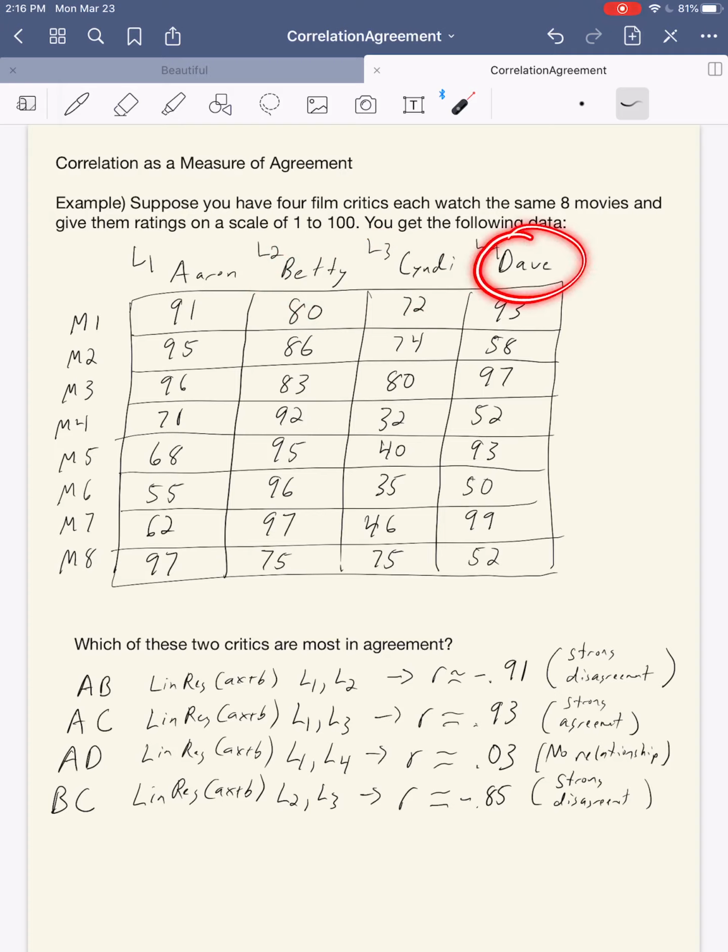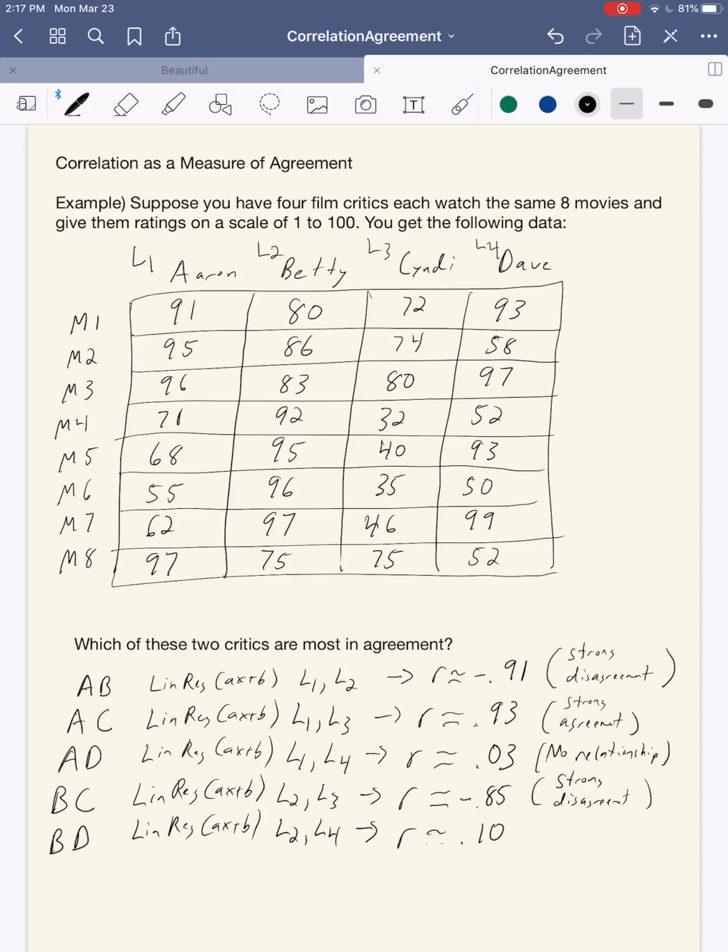Okay, what about Dave? Well, Dave seemed to sort of be out on his own when we compared him to Ehren, so it's probably not unlikely that we'll see the same thing with Betty. So let's do Betty and Dave. We do our ln reg AX plus B. Now we'll be doing L2 and L4. We'll use that ln reg AX plus B, making sure you have it as L2 and L4. And we get an R value here that, when we round to 2 decimal places, should be 0.10. So once again, 0.10, very small, basically shows no relationship.